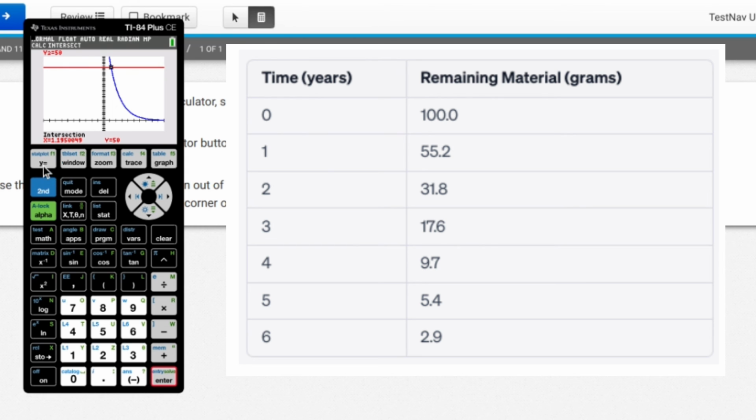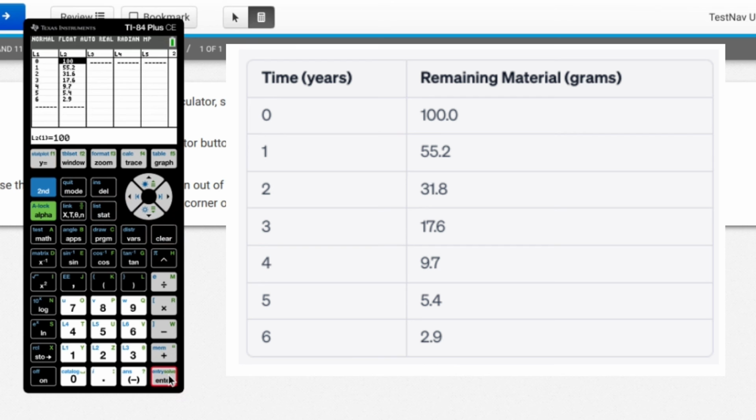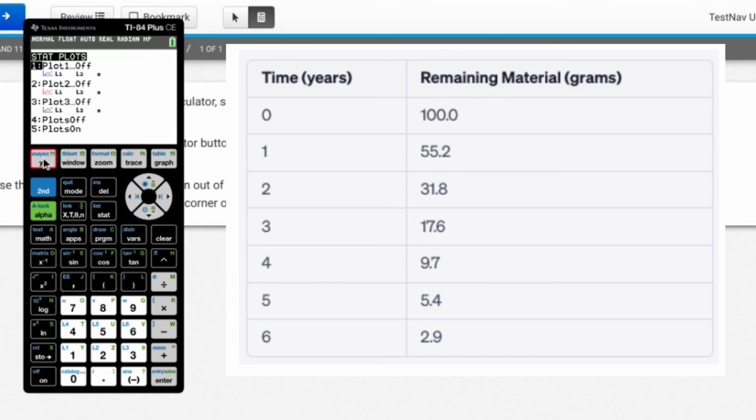So what I want to do is clear out all of my y's. However, I'm going to leave my points exactly where they are. Now, what I need to do is see these points on the coordinate plane. So I'm going to go to 2nd, Y=, which takes me to Stat Plot. I'm going to turn my plot on and leave it at these dots right here.